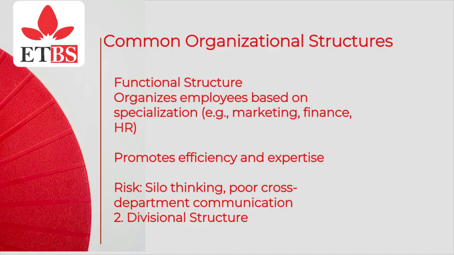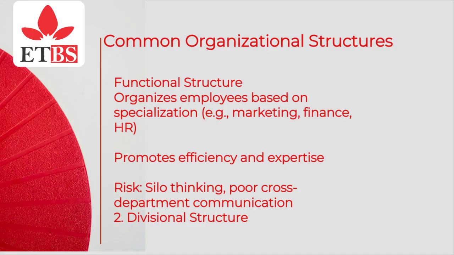3. Matrix structure, hybrid of functional and divisional. Employees report to two managers, one functional, one project-based. Enhances collaboration but causes role ambiguity and power struggles. 4. Team-based structure. Groups of employees work together across functions. Encourages flexibility, innovation, and speed. Requires strong communication and trust.